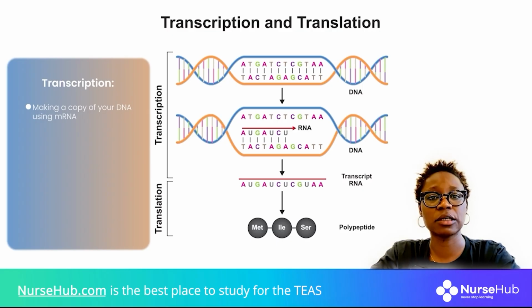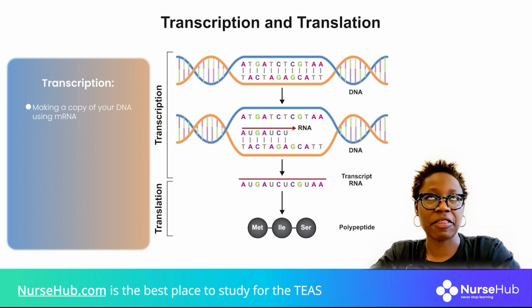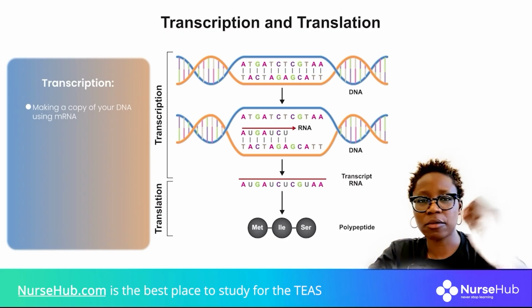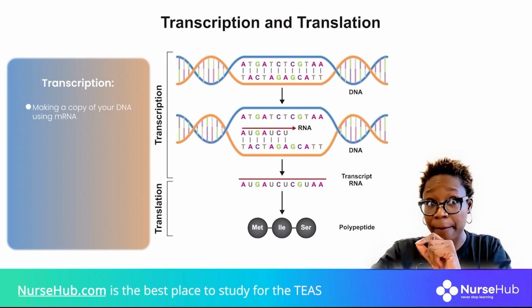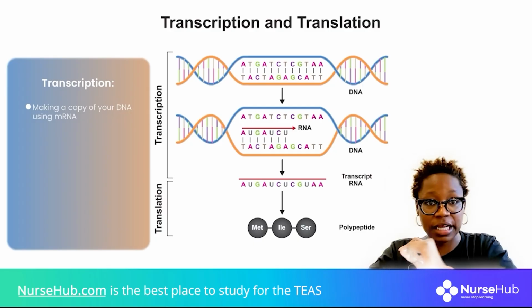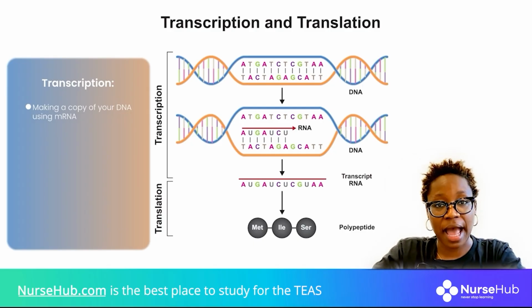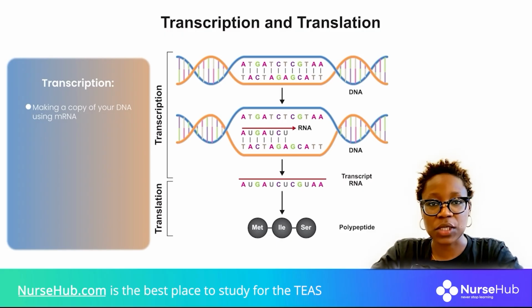One easy way to remember which process is which is to think about the words themselves. So transcription, think about transcribing something. When we're transcribing something, we're writing it down, right? You're kind of copying, in fact. You're looking at this and you're writing down exactly what you see. When your DNA is transcribed, a copy is made using the mRNA.